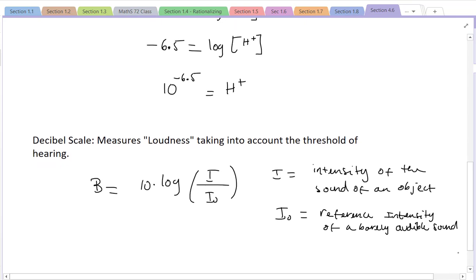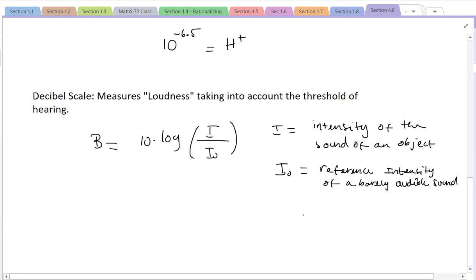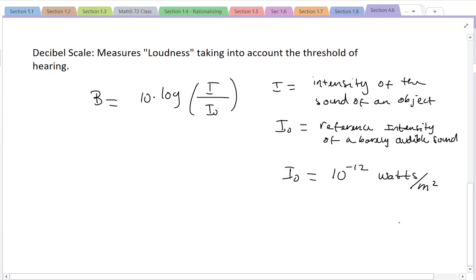So that one is based on the threshold of hearing. And so I naught has the number 10 to the minus 12 watts per meter square. So this is a barely audible sound. And just to give you an idea as well, here are the decibel levels for certain sounds.